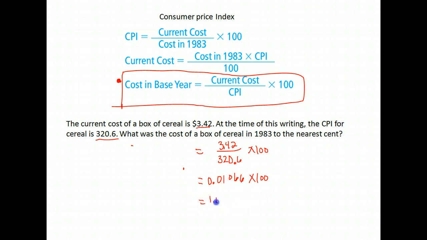And we get 1.0667. Now let's remember what we were talking about here. We were talking about the cost of a box of cereal. So this is a price. So we want to go just to the nearest cent, which is 2 places after the decimal, and then decide whether we need to round. 6 would make us round our 6 up to 7. So we get $1.07 would be the cost of a box of cereal in 1983 based on this information.